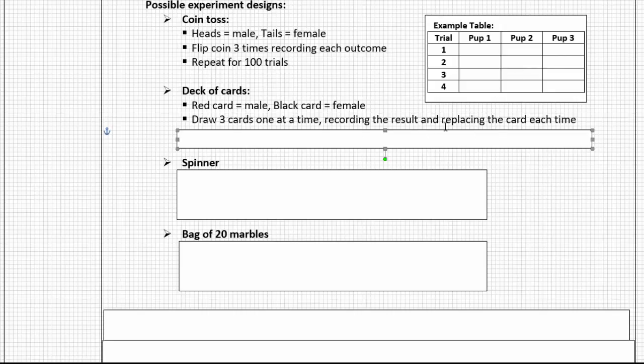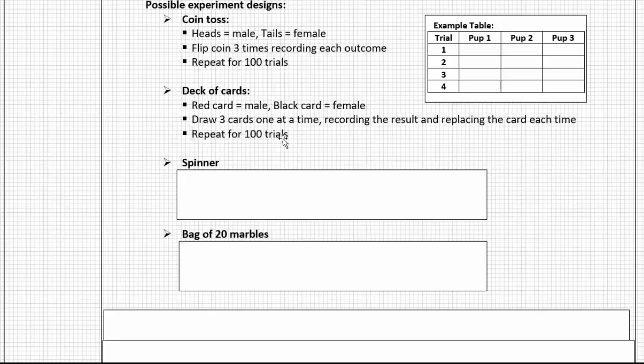So as long as we're replacing the card each time, we could use a deck of cards, designating which half of the cards are for male and which half are for female. And again, I'm going to say we'd want to repeat this for 100 trials.